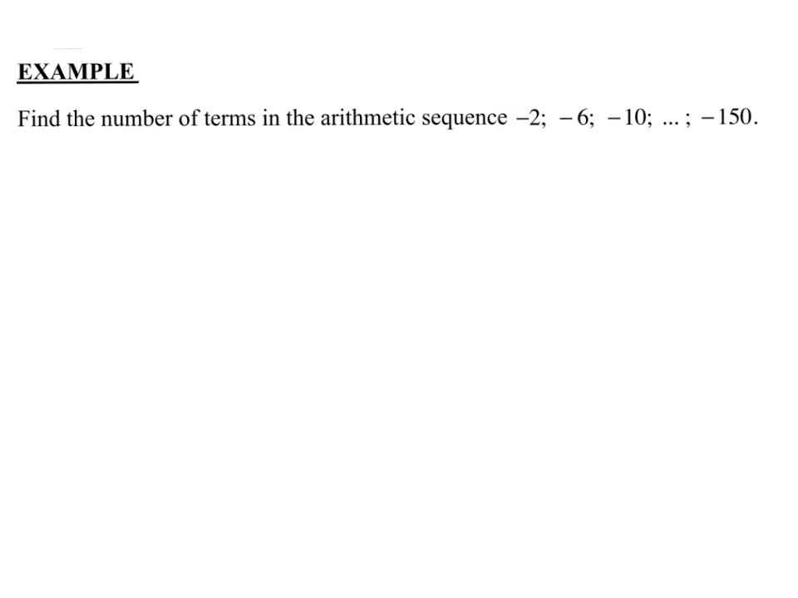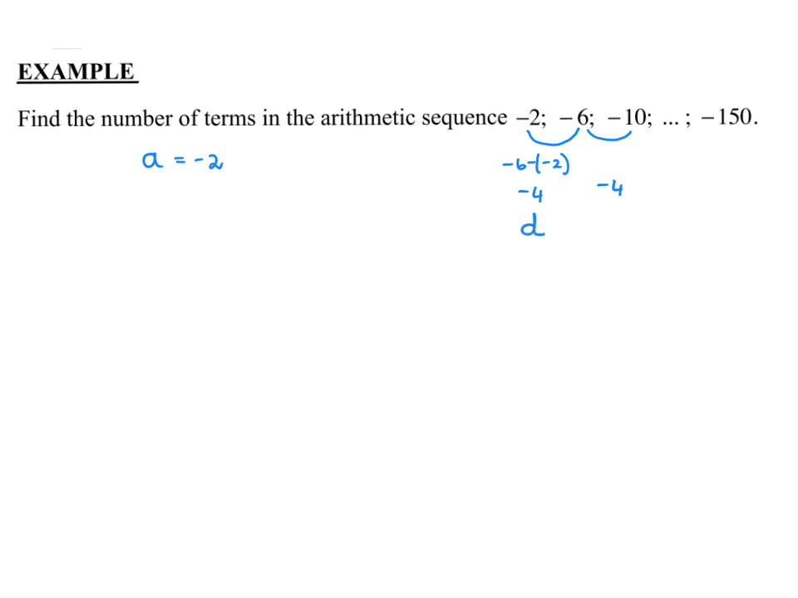In this example, the last term, minus 150, is given, and therefore we can determine the number of terms in this arithmetic sequence. A is given, A is equal to minus 2. The constant difference between the terms is minus 6 minus minus 2, which is minus 4. You can see that the terms decrease by 4, and therefore D is minus 4.